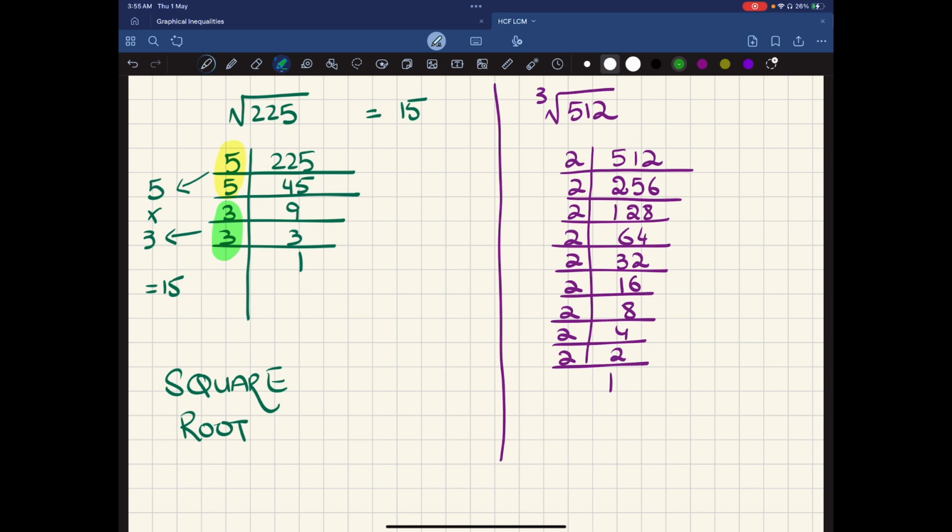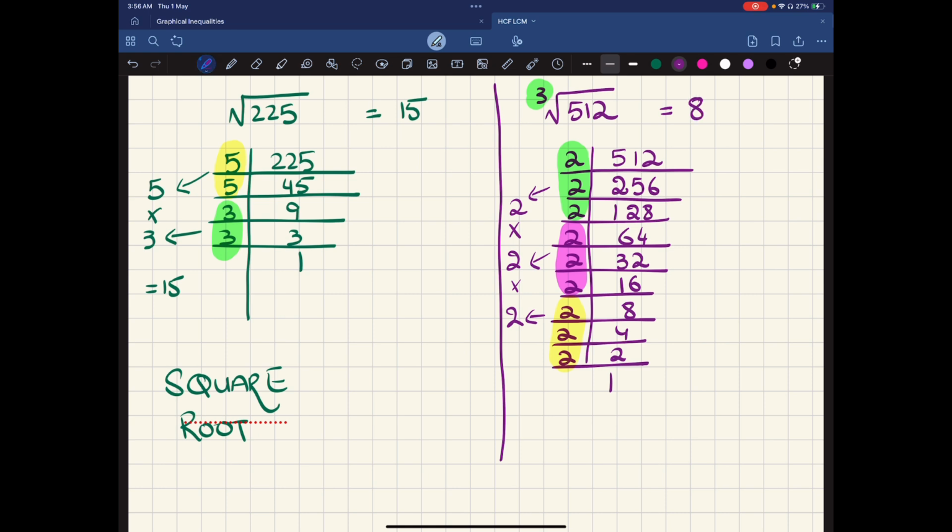Now because we are finding the cube root, we are going to pair or group our factors in 3. So you're going to make groups of 3. This is going to be the first group. Why? Because you're finding the cube root. This is going to be the second group, and this is the third group. Now we're going to take 1 from each group. So 2 into 2 into 2, which is 8. So the cube root of 512 is 8.